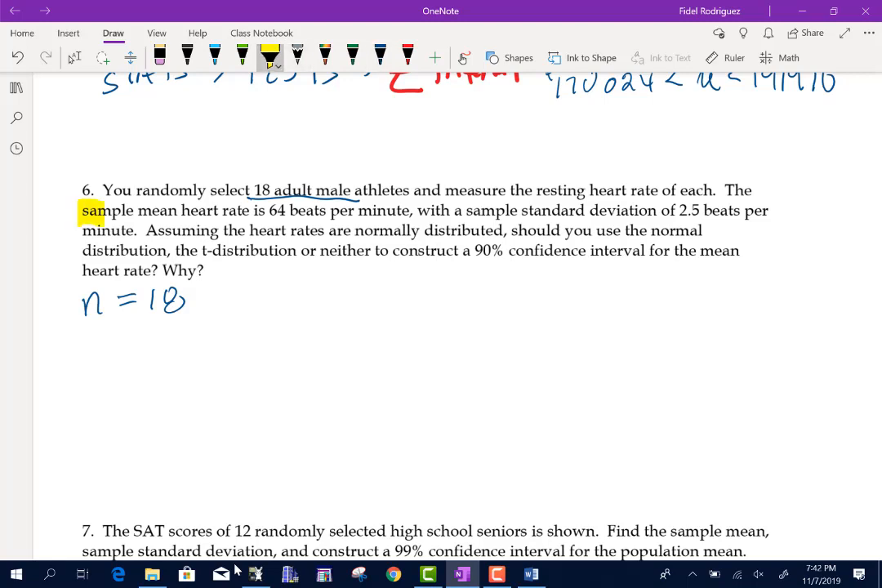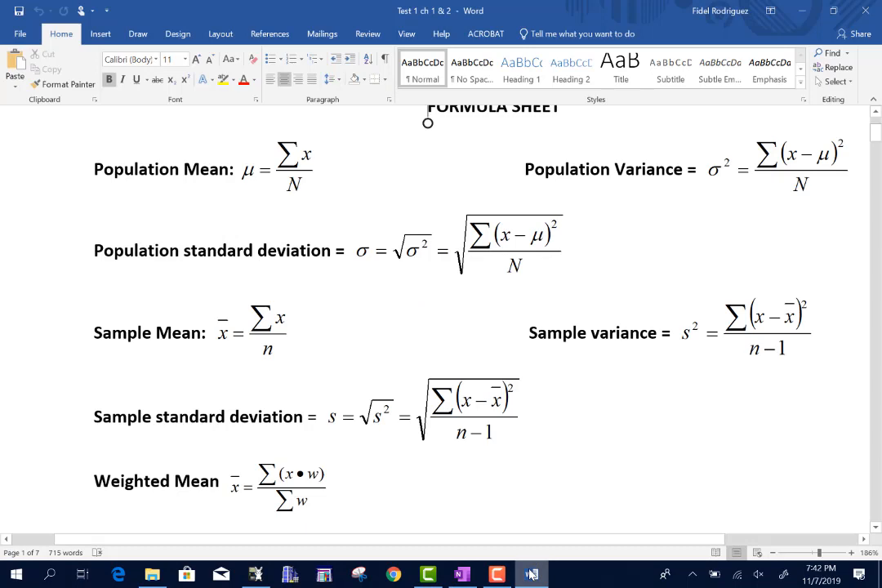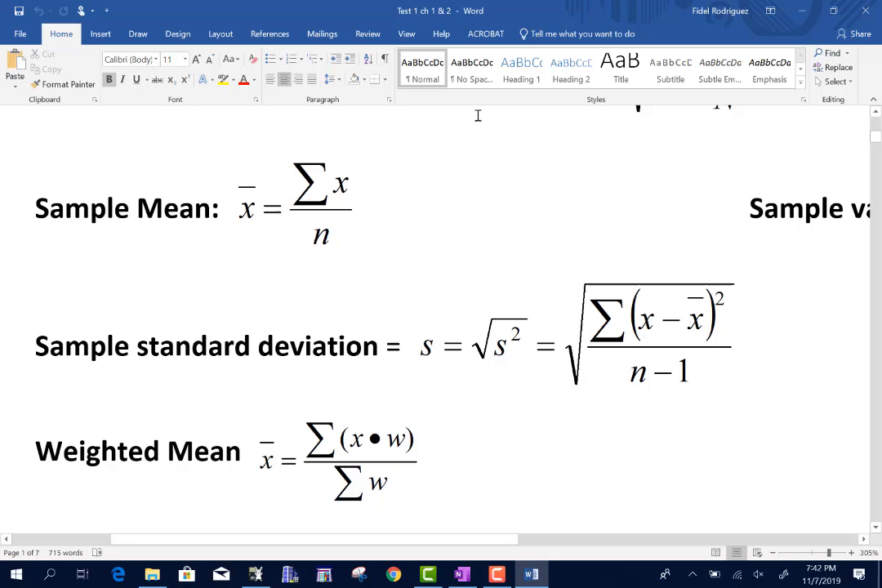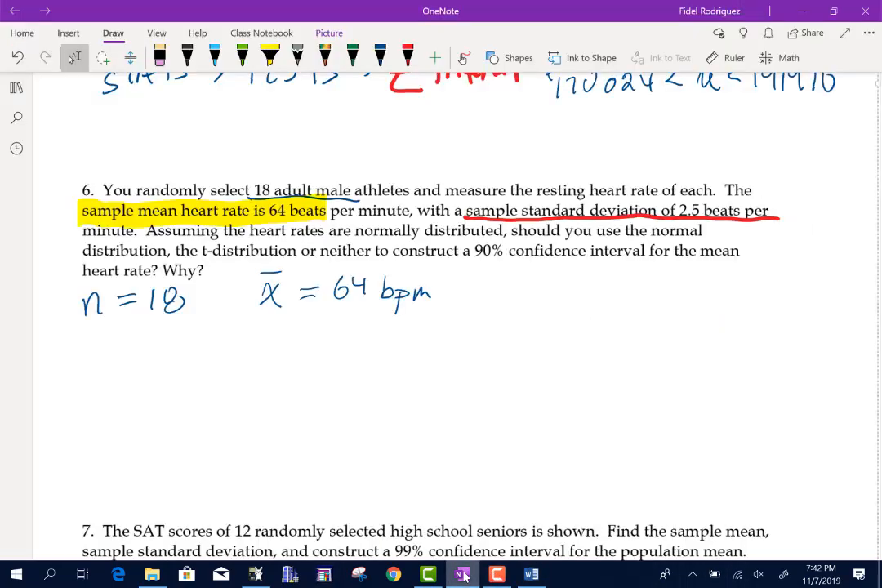Okay, so guys, what is this part telling me? What variable do I use for that one? The x with a little bar on it, right? Good, excellent. X with a bar is equal to 64 beats per minute, okay? Now look at the next thing it tells me. With a sample standard deviation of 2.5 beats per minute. Guys, just to make sure we understand, take a look right here. What variable do we use for the sample standard deviation? S, right? Okay. So we know that our S in this case is 2.5 beats per minute, okay?